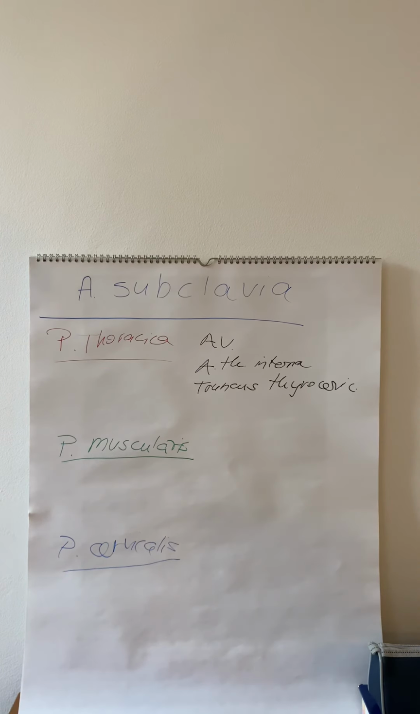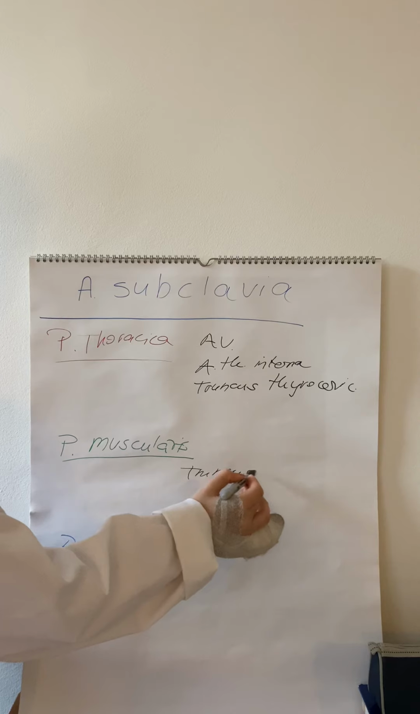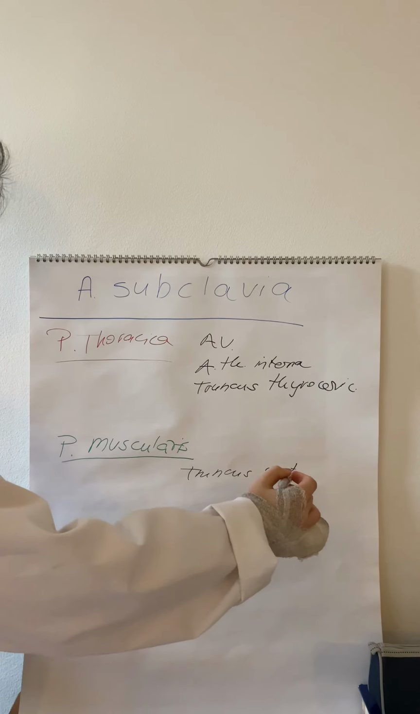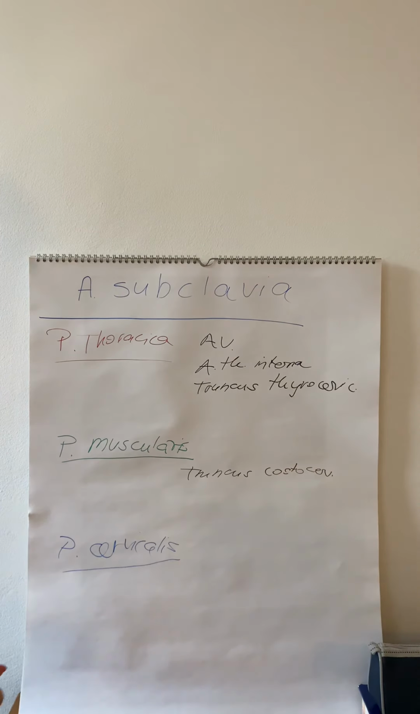Now pars muscularis, which will be between the musculus scalenus anterior and the musculus scalenus medius. What we will find here will be the Truncus costocervicalis. Our Truncus costocervicalis will give two branches, Arteria intercostales suprema and Arteria cervicalis profunda.